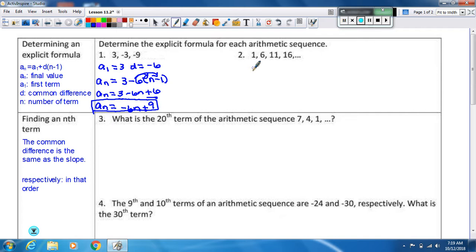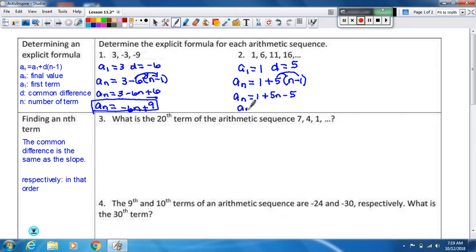Okay, number 2. The first term, a_1, is 1. If you study the pattern, it's adding 5 each time, so the common difference is 5. Okay, so the general formula is a_n equals a_1, so I'll put a 1 here. The d is a positive 5 times the quantity n minus 1. Now the n's are always going to stay in your answer when you're writing the formula. So a_n equals 1. Use the distributive property. 5 times n is a positive 5n. 5 times negative 1 is a negative 5.